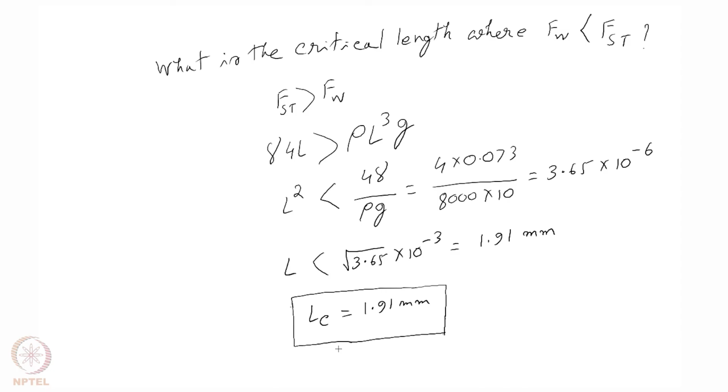And remember that here we are always neglecting buoyancy. If we add buoyancy, then we will have one additional upward force. So in that case we will require an even lesser amount of surface tension force, so an even larger block can float there, right? So you see here we got the critical length as 1.91 millimeter.